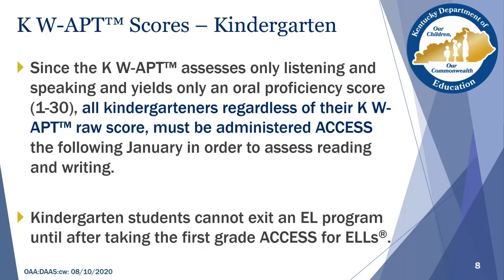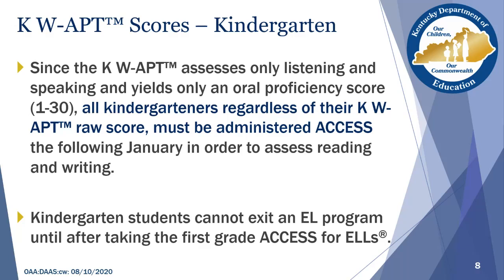They're only going to take the listening and speaking part of the screener, for any kindergarten and first semester first grade students. So they don't take all 4 domains, and they only get listening and speaking scores. Their score is a 1 to a 30, in that high, mid, or low range, depending on what they score. Now, our kindergartners, regardless of their score on the KWAPT, would be an English learner. They would have a program services plan.